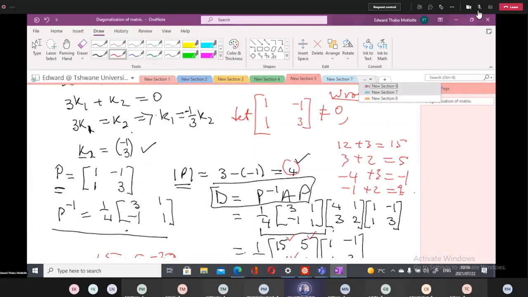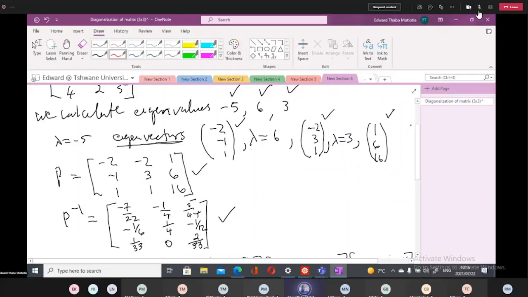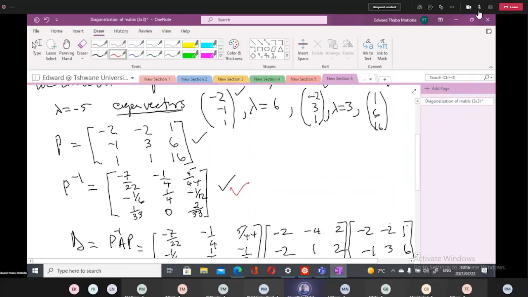So let's go to 6. Now we have seen that this inverse is actually correct. We have tested that.